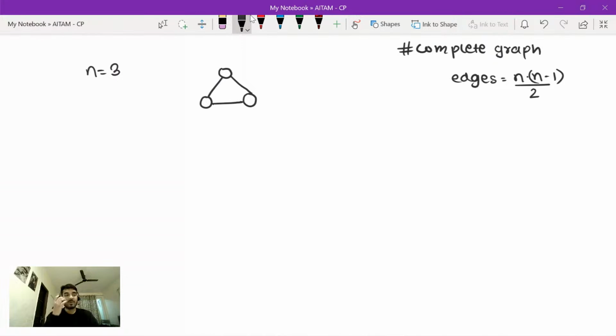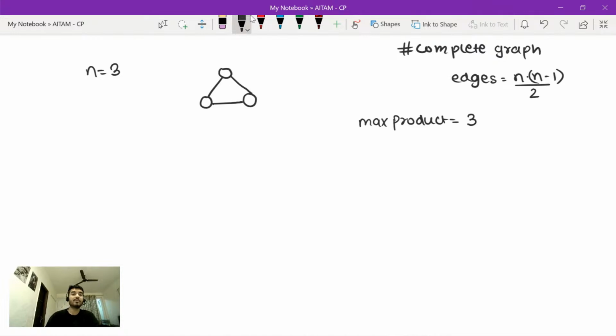Now what is the maximum product of component sizes? So the maximum product here is 3. Here the maximum product is 3. And what are the possible ways to achieve this 3?